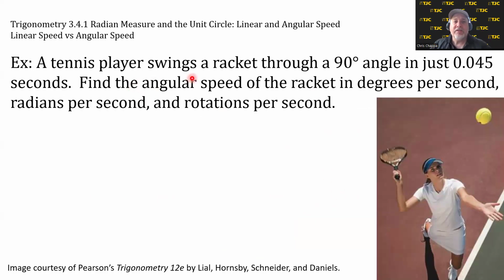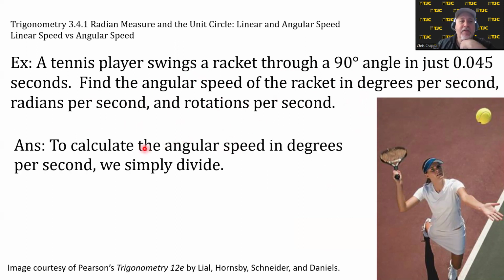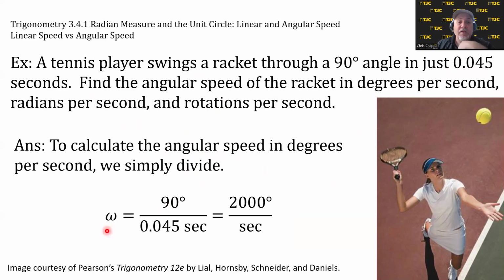For example, a tennis player swings a racket through a 90-degree angle in just 0.045 seconds. Find the angular speed of the racket in degrees per second, radians per second, and rotations per second. To calculate the angular speed in degrees per second, we simply divide. The angular velocity is 90 degrees divided by 0.045 seconds, which is exactly 2,000 degrees per second.